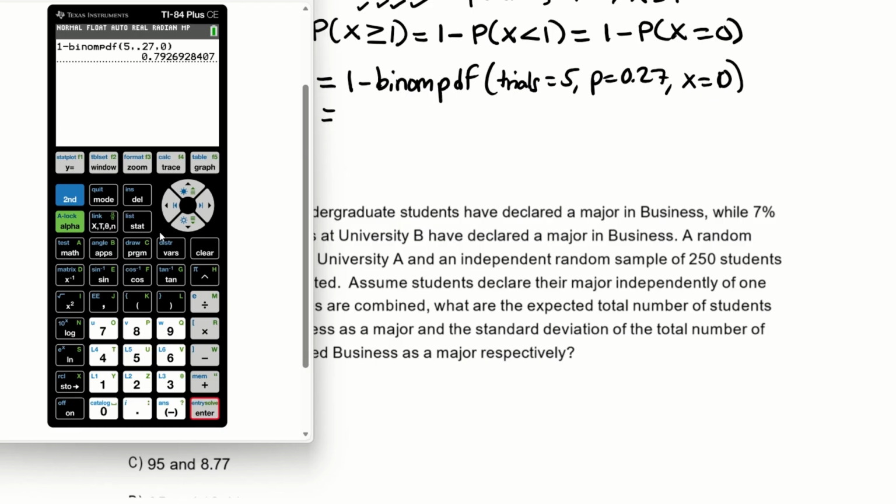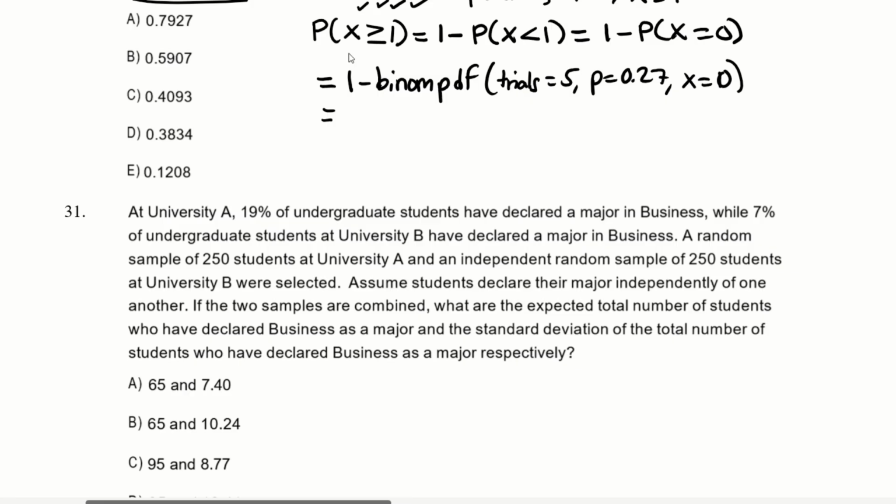All right, and we get 0.793 almost, right? 0.793-ish. And if you look at the multiple choice, it looks like about 0.7927, right? So the answer is A. All right, so there you go. So that's a binomial type problem.